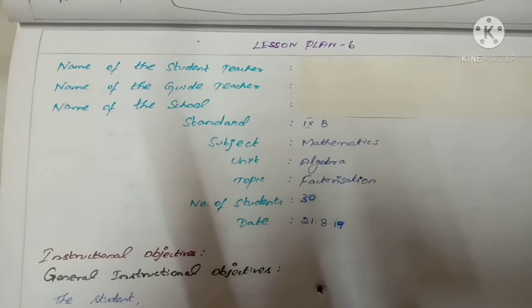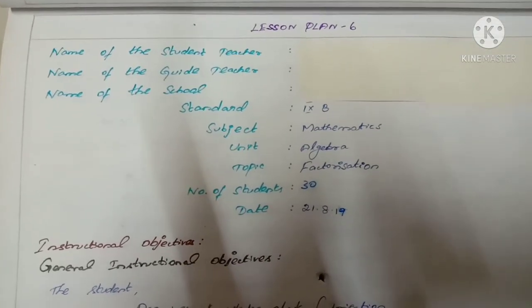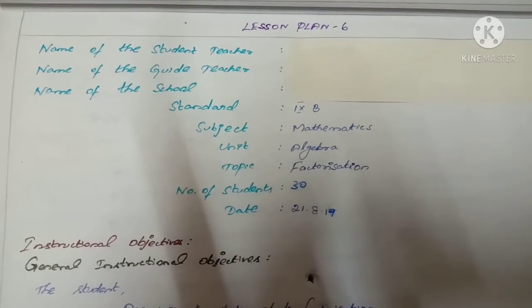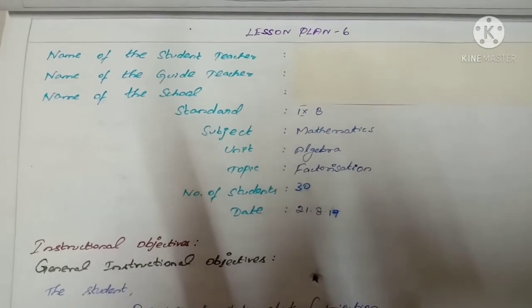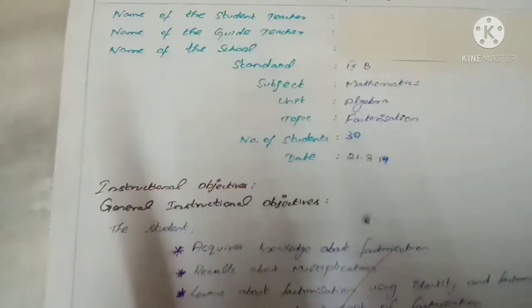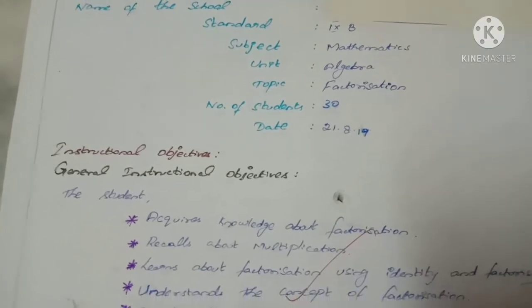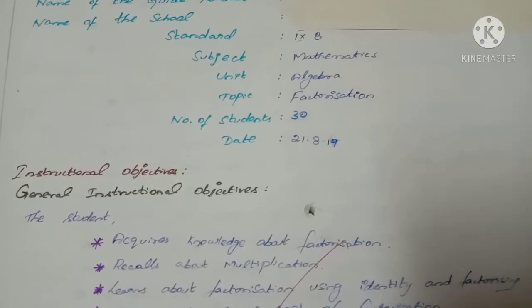First, name of the student teacher, name of the guide teacher, name of the school, standard, subject, unit: algebra, topic: factorization, number of students, and date. Instructional objectives. General instructional objectives.